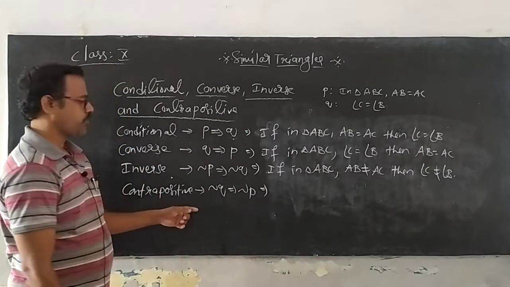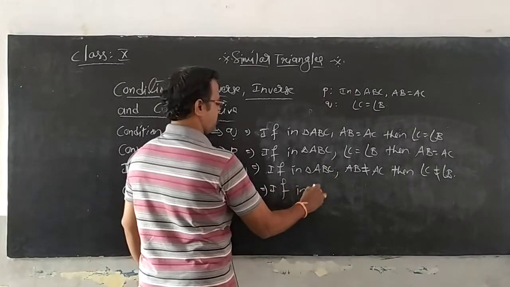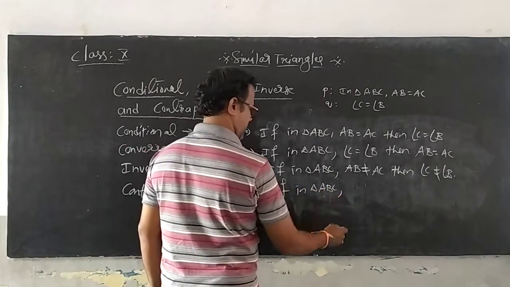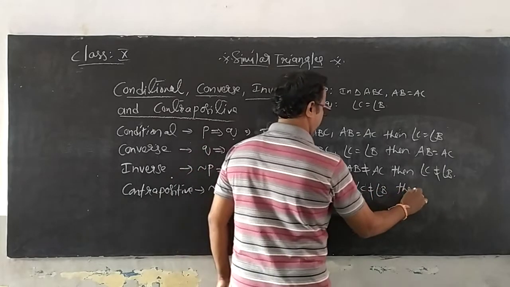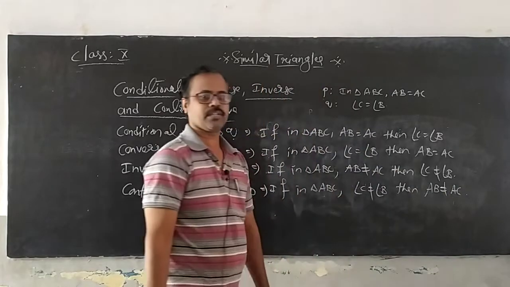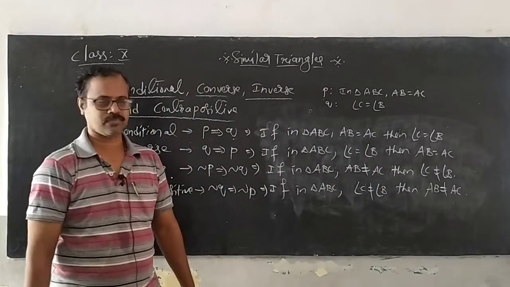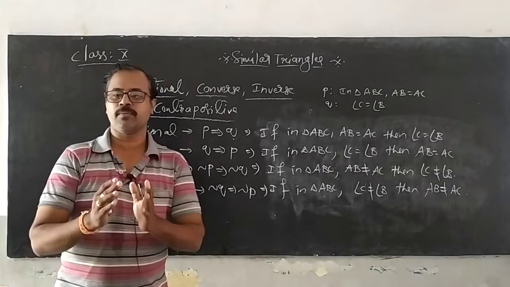Now coming to the contrapositive. Excellent, very good. If in triangle ABC, angle C is not equal to angle B, then you can say AB is not equal to AC. Okay, right. This is one of the most important concepts about the implication.